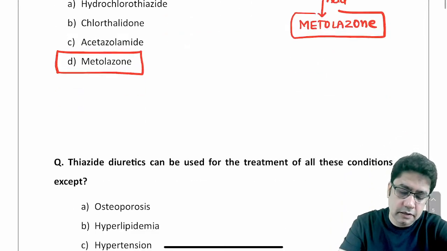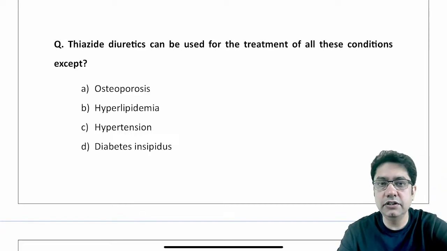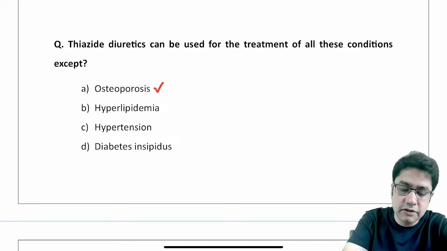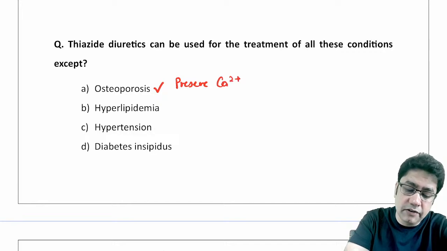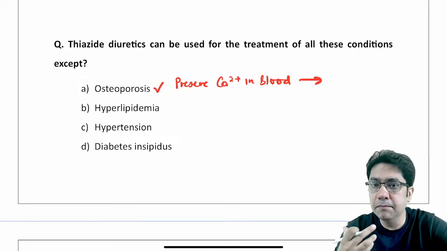Fine. So thiazide diuretics can be given in the treatment of all conditions except. Now thiazides, they are good for osteoporosis. Why? Because they preserve calcium. So if calcium level in blood will increase, where this calcium will deposit? Calcium will deposit in bones.